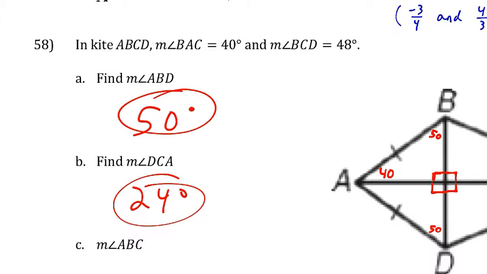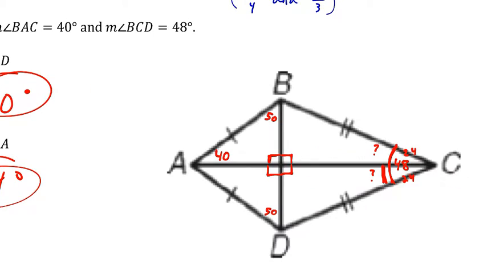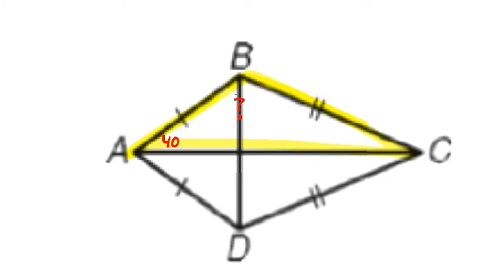Last angle is angle ABC. Now I'm going to erase all this extra information here because we have a lot happening. I'm going to backtrack. And I'm going to look at A, B, C. I'm going to look at that triangle there. The question is, what is this angle right here?